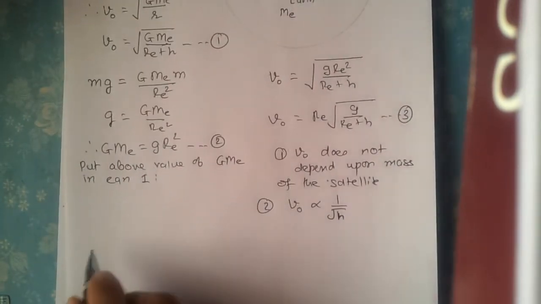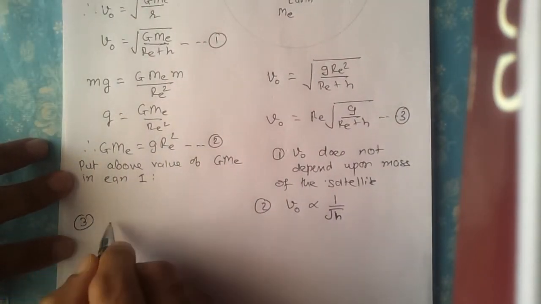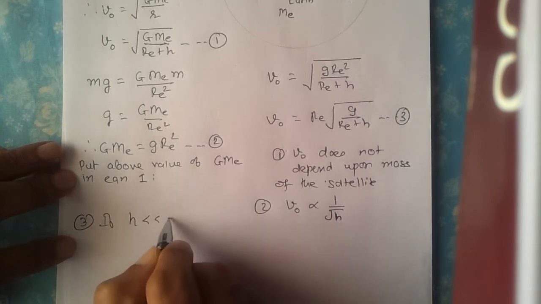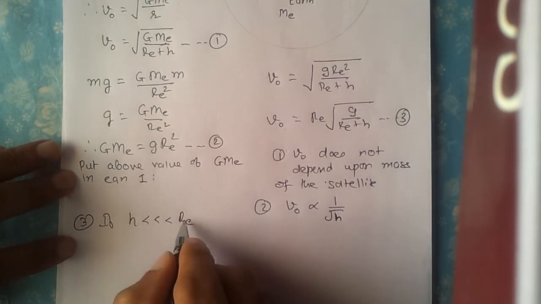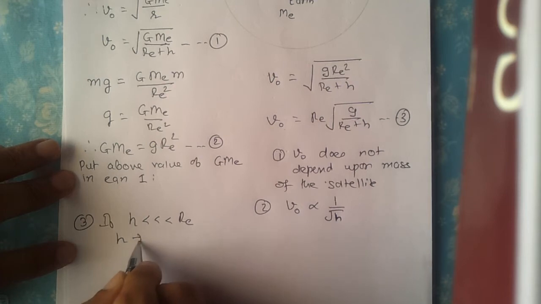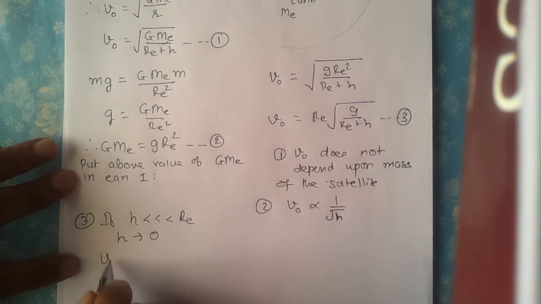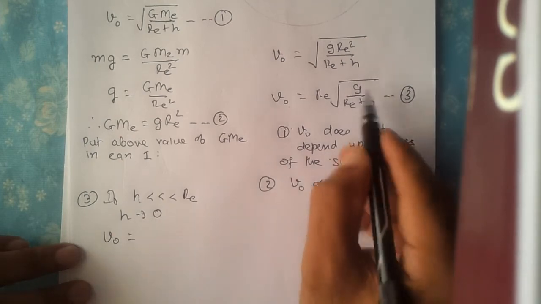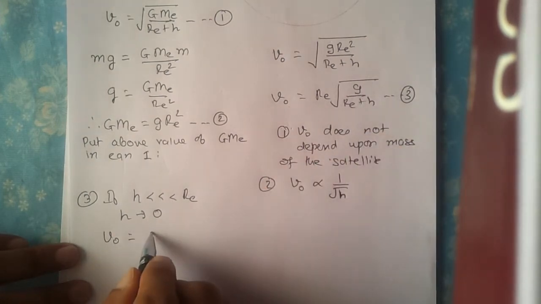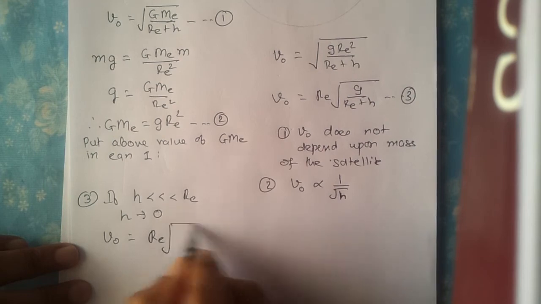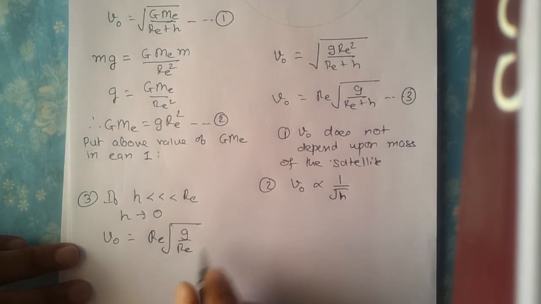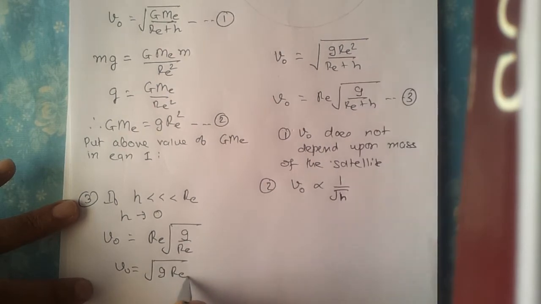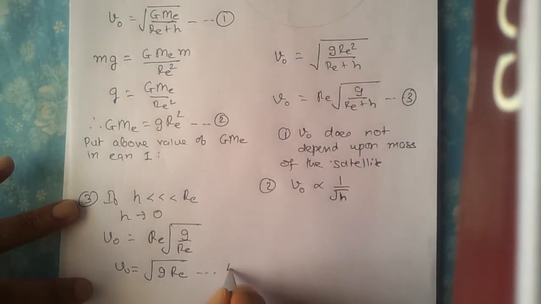So the third case or situation I'll take is that if h is very, very small as compared to the radius of the Earth, then h tends towards 0, and therefore, putting h equal to 0 in equation 3, I'll get v0 is equal to Re upon square root of Re times G, which gives v0 is equal to square root of G Re. Let us call this equation 4.